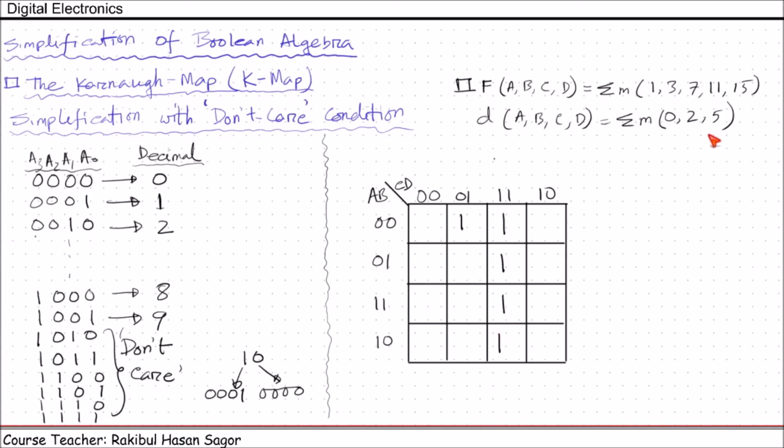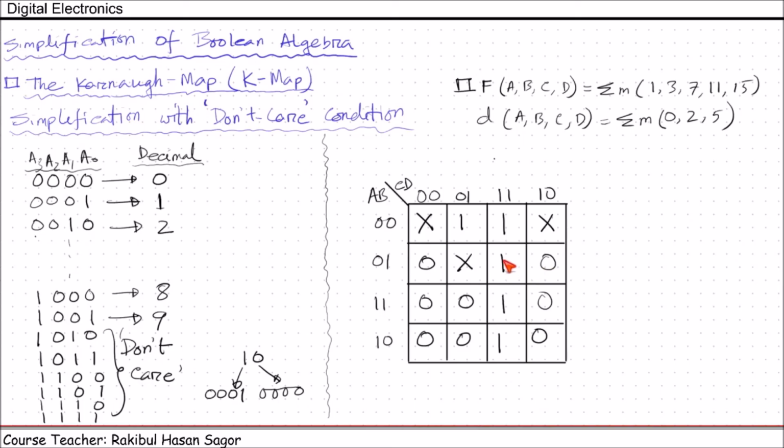Now let us place the don't care condition. The don't care condition will be placed with a symbol neither 0 nor 1. So we'll place cross sign for the positions of don't care conditions. At 0th position, we'll place cross because it's don't care condition. 2, here we'll place cross. 5, here we'll place cross. Once the don't care conditions and the 1 mappings are done, remaining boxes will be filled by zeros.